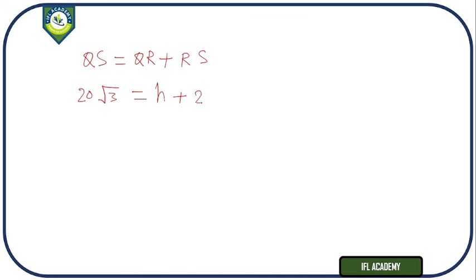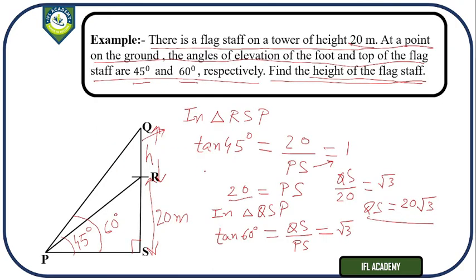So h plus 20. So h will be equal to 20 root 3 minus 20. Take 20 common. In bracket it will be root 3 minus 1 meter. So the height of the flagstaff is 20 into in bracket root 3 minus 1 meter. So this question is solved. Height of the flagstaff was h, we assumed.